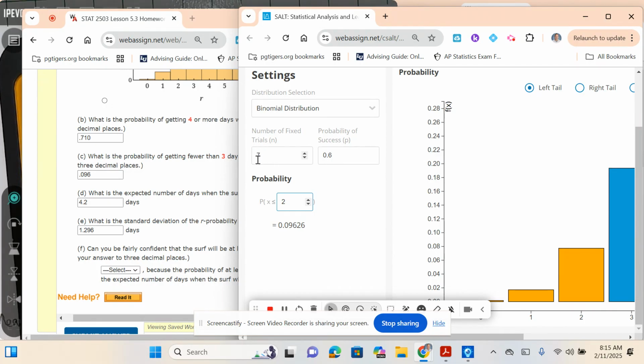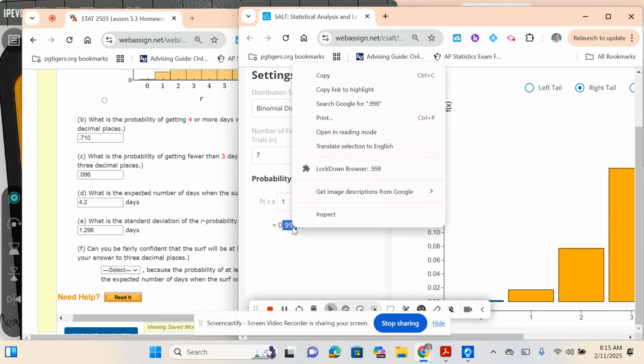So at least one, is that equal to left tail or right tail? Let's think, is at least one above one or below one? At least one's above one. So it's going to be a right tail. And I've got 7 days, my probability is 0.6, and I'm going to put 1 there. I want to know the probability it's at least 1. So that means on my 7 days off, at least one of them is going to be a good surfing day. So it'll be 0.998.